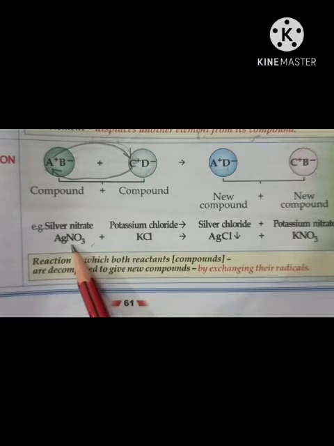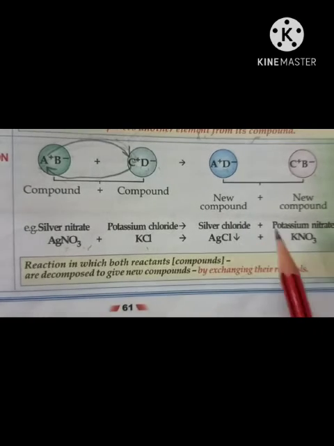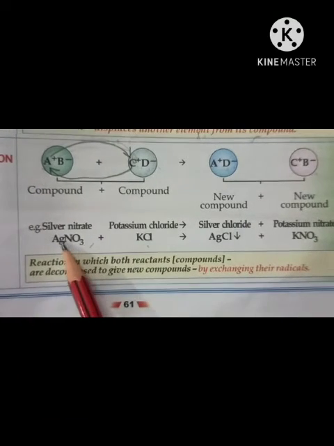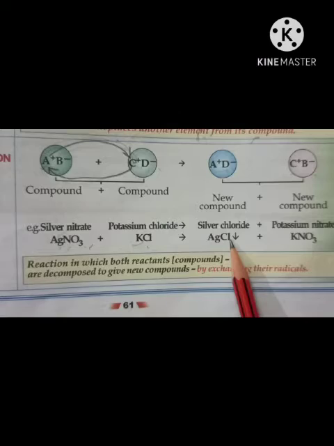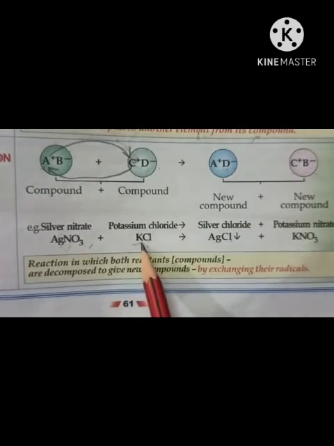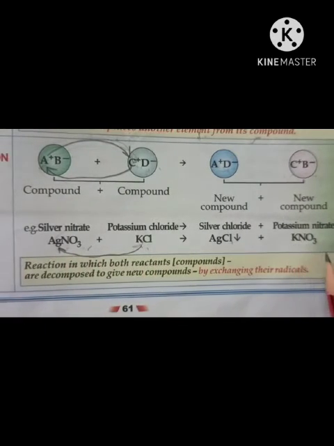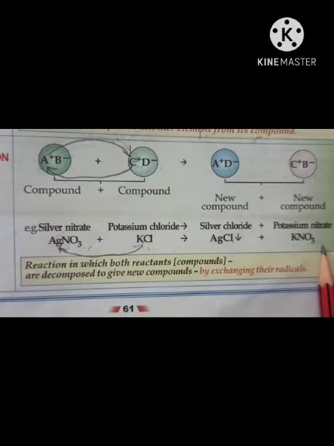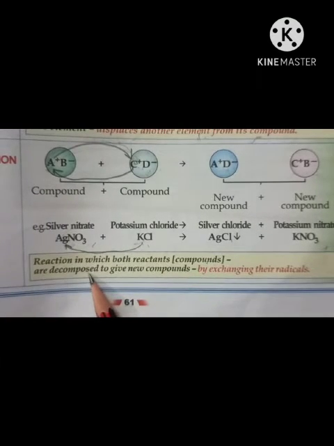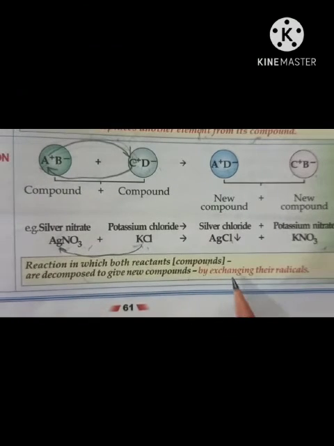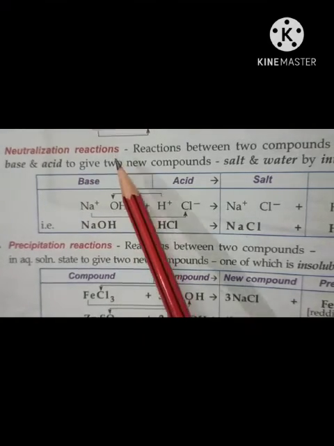Now just look at this chemical equation. Silver nitrate, when it reacts with potassium chloride, forms silver chloride and potassium nitrate. It means in silver nitrate, the silver comes in place of potassium and forms AgCl, and the potassium goes in place of silver and forms KNO3, potassium nitrate. So what is a double decomposition reaction? A reaction in which both the reactants, that is compounds, are decomposed to give new compounds by exchanging their radicals.